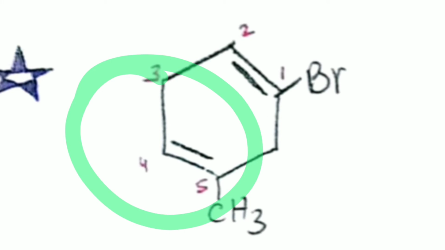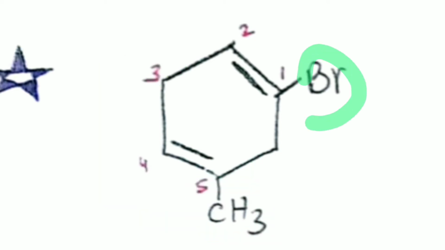So we can see that the methyl group and the bromo group are at identical positions with respect to each other. What I mean by this, guys, is that if the bromo group gets number 1 locant, the methyl group will get number 5 locant. And if the methyl group gets number 1 locant, the bromo group will get number 5 locant. Also, the position of double bonds with respect to the bromo and the methyl groups are identical.